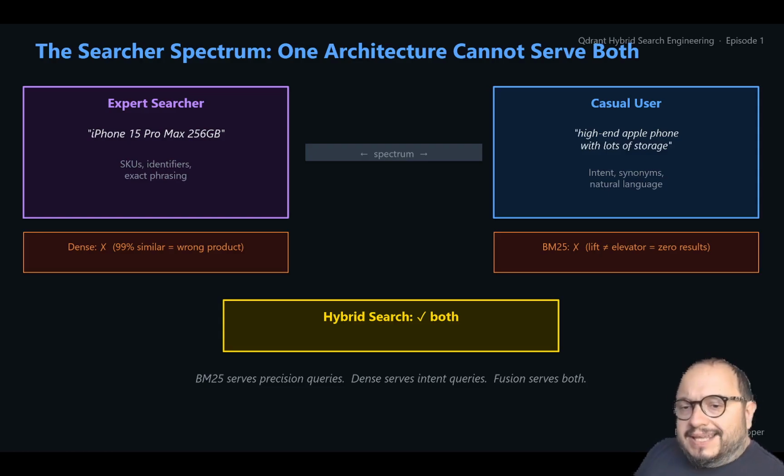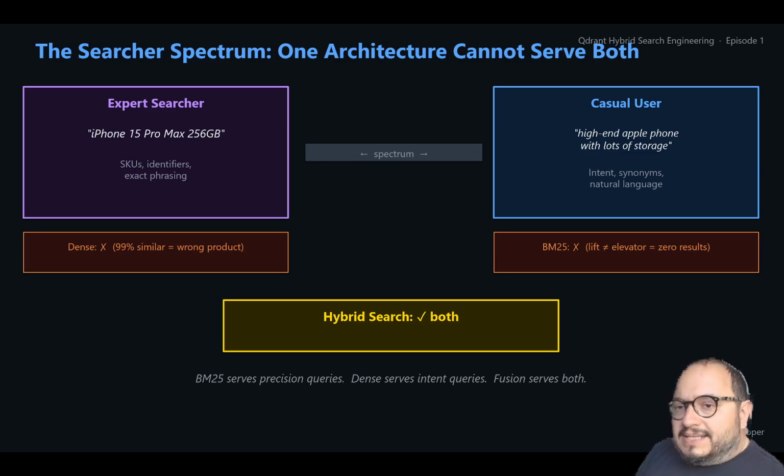On the other hand is the casual user. This person types something like high-end Apple phone with a lot of storage. They do not know the exact model name. They are describing intent, not issuing a command. For this user, semantic search is perfect. It is understanding what they mean even if the words do not match any document exactly.